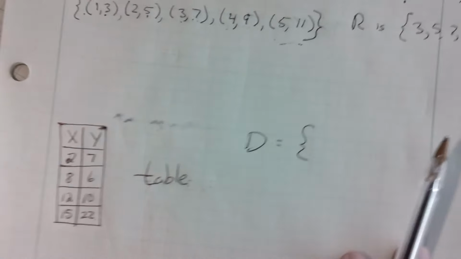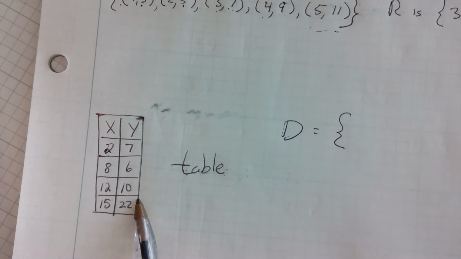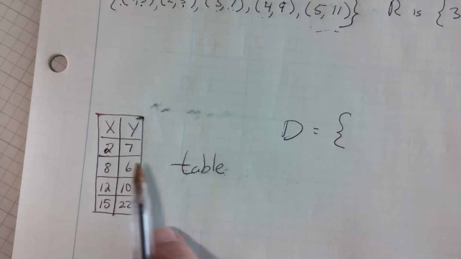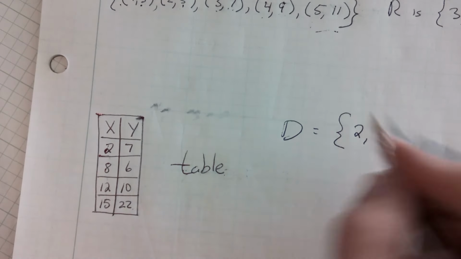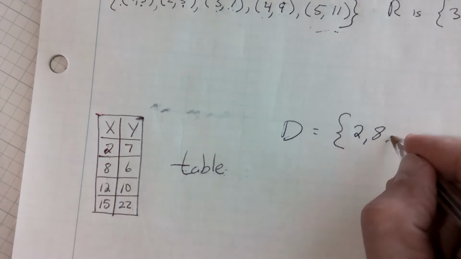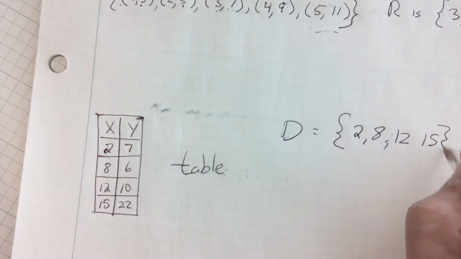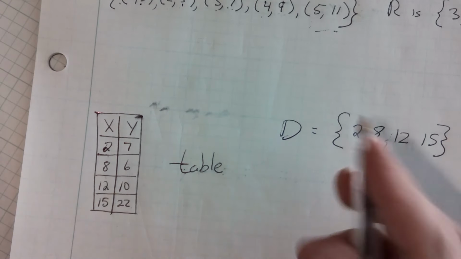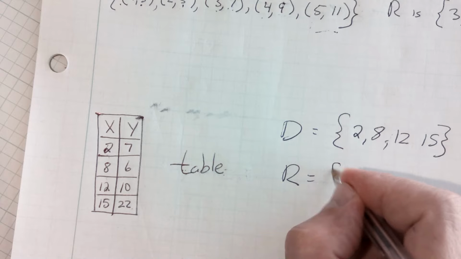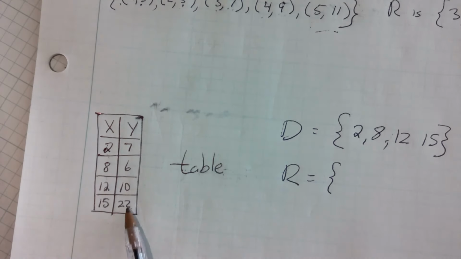But when we go to do this one, you'll notice the range goes down and then back up. So when we do the range, we'll actually list the 6 first. But the domain, the smallest domain value is a 2. Then there's an 8. Then there's a 12. Then there's a 15. So there are only 4 domain values. The values 2, 8, 12, and 15 are the domain of this function. The range are the values 6, 7, 10, and 22.